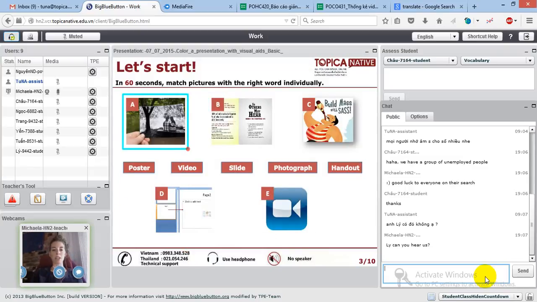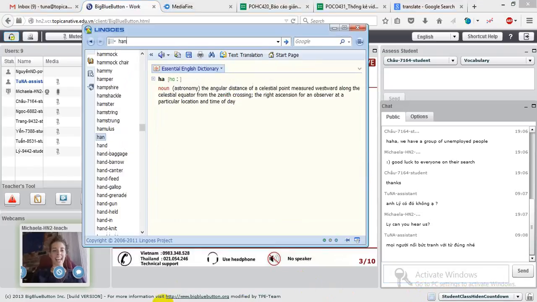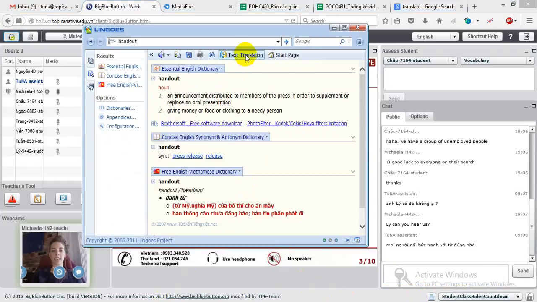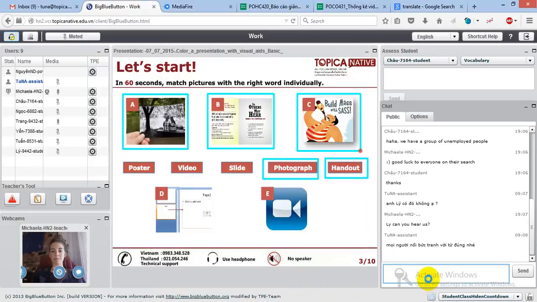Chao, can you match picture A with its correct word? Photograph. Yes, excellent. Photograph. Wonderful. And now, can you please match picture B? Yes, this is picture B. I draw handout. Excellent. Handout. Very nice. And Tran, can you please match picture C? Picture C matches with poster. Yeah, wonderful. Poster. Wow, you guys are awesome. Yen, can you please match picture D?